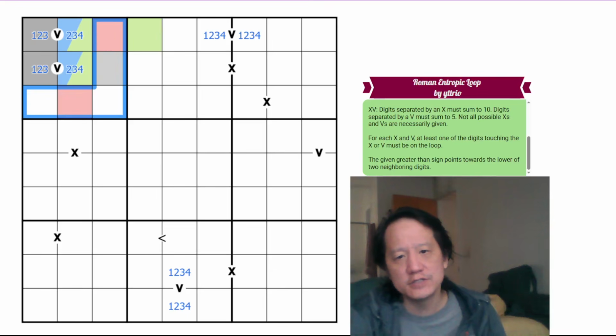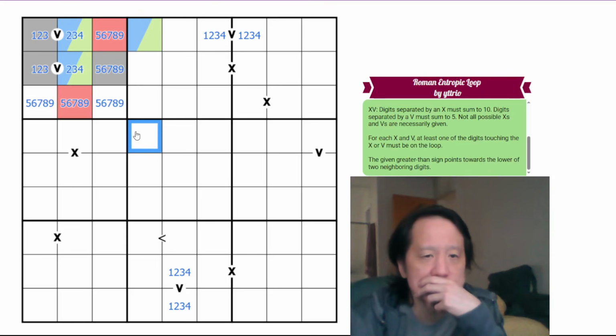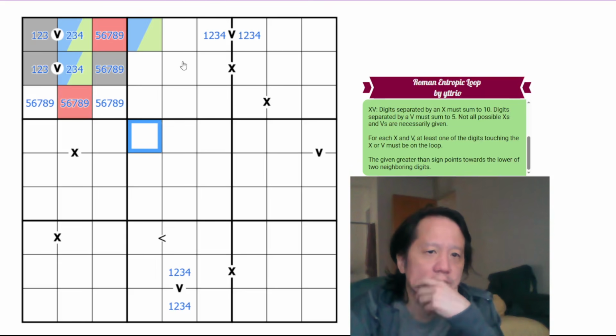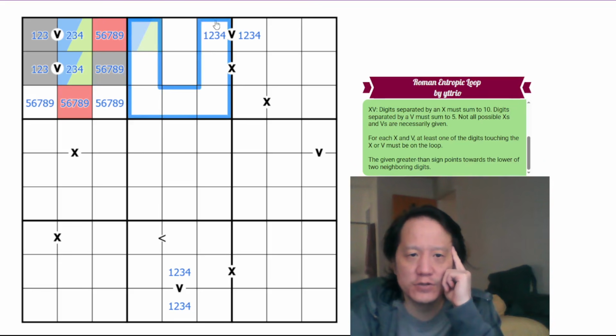The remaining digits in this box are 5 through 9. This is low or medium. We don't know which. What it cannot do, though, is it cannot go over... Well, if we try to go in this way, I guess it could be 1 and 4 here. That's potentially possible.